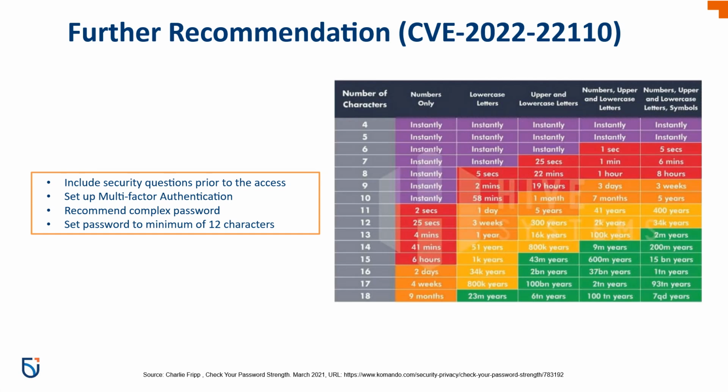Also, this project has set a minimum password length of 6 characters and NIST 800-63 recommended a minimum of 8. But I would recommend setting password to a minimum of 12 characters. And the reason is because, as we can see in the chart here, it takes 34,000 years to break a 12 complex characters password and only 5 seconds to break a 6 complex characters password.